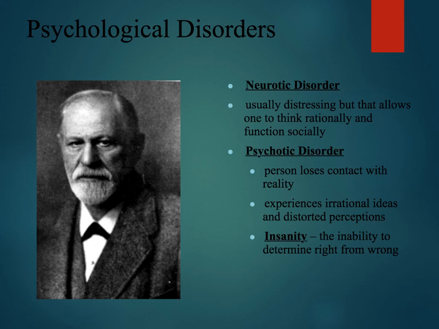So how do we start to really classify specific disorders in a scientific way? Now, although he was not scientific, we do give him credit for starting this process. And it was Freud. Freud first identified disorders as neurotic disorder or psychotic disorder. Neurotic disorders were usually distressing, but allowed one to think rationally and function socially, whereas psychotic disorders were where a person loses contact with reality and experiences irrational ideas and distorted perceptions.